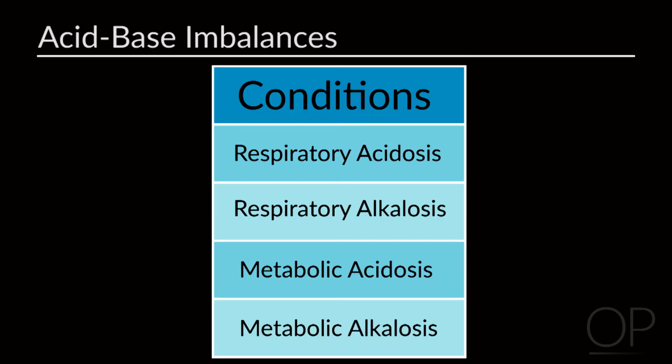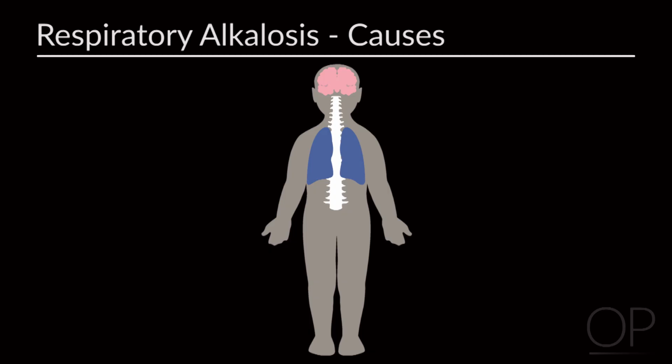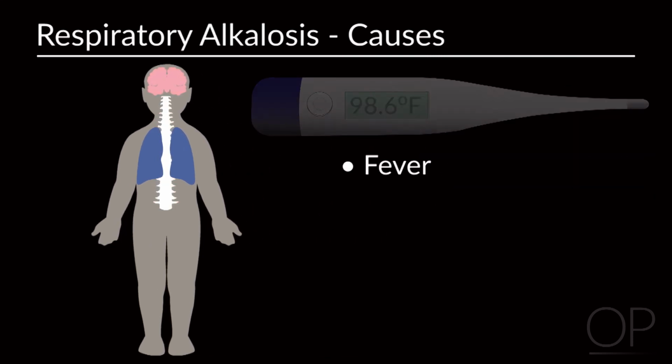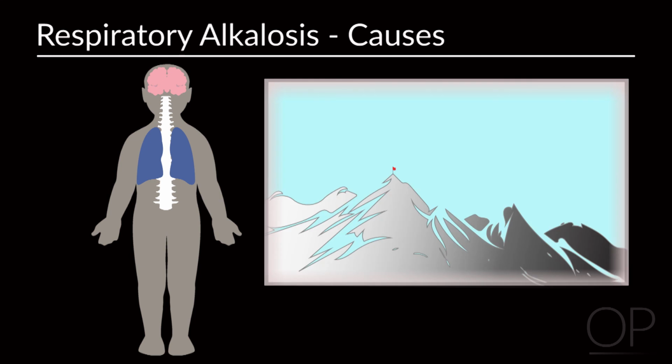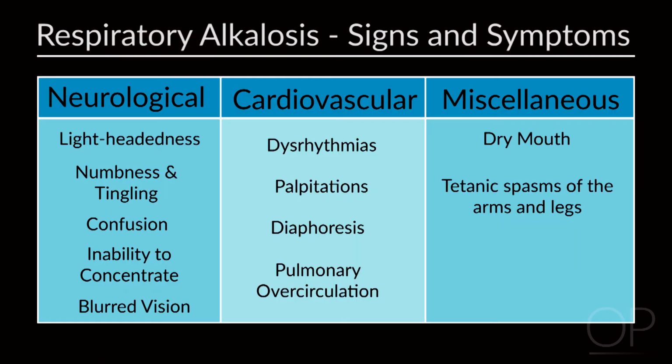The next condition is respiratory alkalosis, which is functionally the opposite of respiratory acidosis. There is an increase in pH due to excessive CO2 loss from an increased respiratory rate. Conditions that cause respiratory alkalosis include psychological responses, central nervous system impediments, increased metabolic demands, exposure to elevation, pain, or excessive mechanical ventilation. These are some of the neurological, cardiovascular, and miscellaneous signs and symptoms associated with respiratory alkalosis.